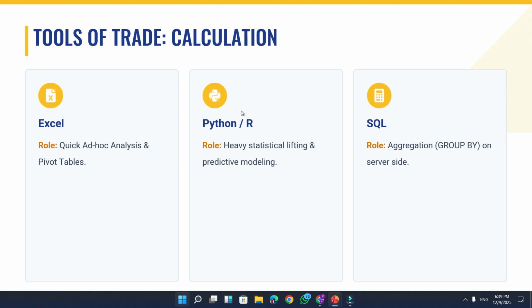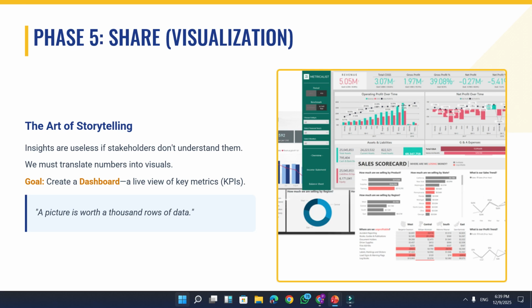This helps for heavy statistical filtering. So we can have Python or R, which are the most commonly used in the data world. We have the before-the-last stage, which is sharing or visualization. At this stage, you just need to show your art of data storytelling. Insights are useless if stakeholders don't understand them.